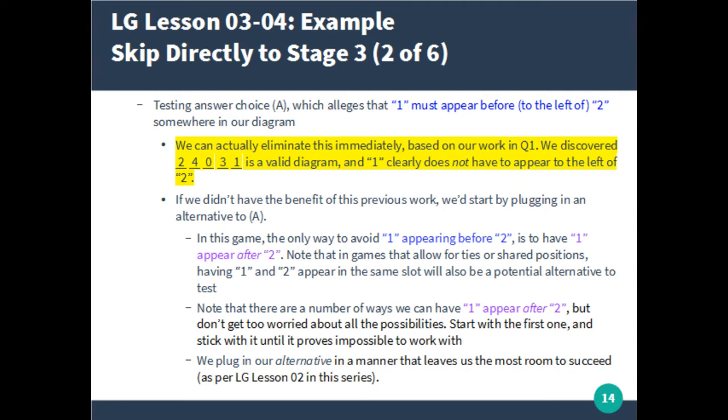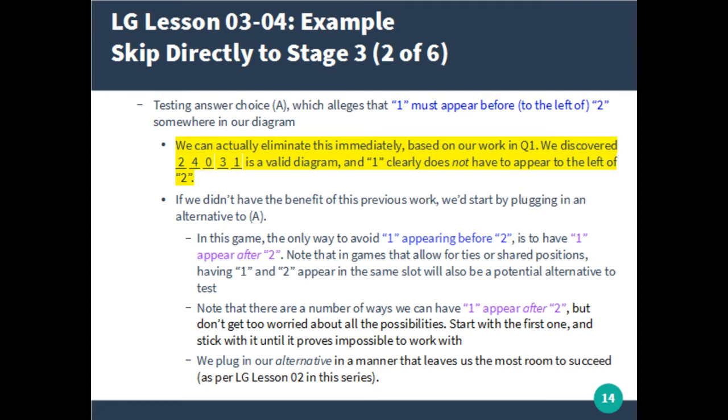Moving on, the next thing you want to note at this point is that there are a number of different ways we can actually have this alternative, 1 appearing after 2. Don't get worried about all the possibilities. Just start with the first one and stick with it until it proves impossible to work with. So, to actually have the rubber meet the road here, we are going to plug in our alternative to answer choice A in a manner that leaves us the most room to succeed.